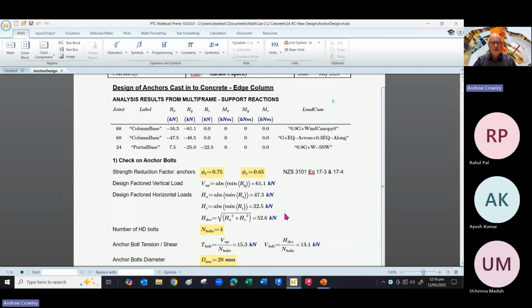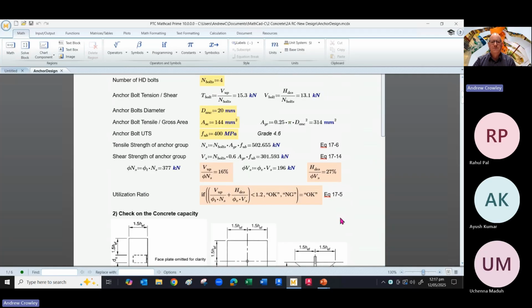And from that matrix, you can derive these arrays effectively. So we have strength reduction factors taken straight from the code. We take our design factored vertical load and our design factored horizontal load. So if you want the quick and dirty solution, you just take the worst shear with the worst tension. And if it works, you're good to go. But that can be quite conservative, and we'll see that a bit later. So we derive what the maximum tension is in the bolt and what maximum shear is in the bolt by sharing it among the lot.